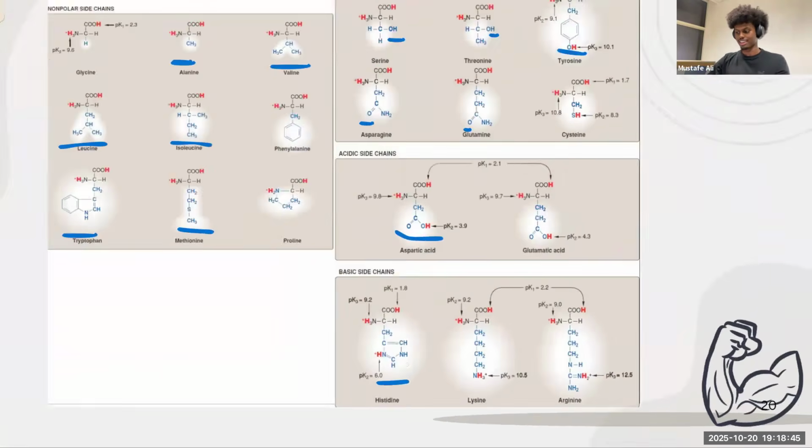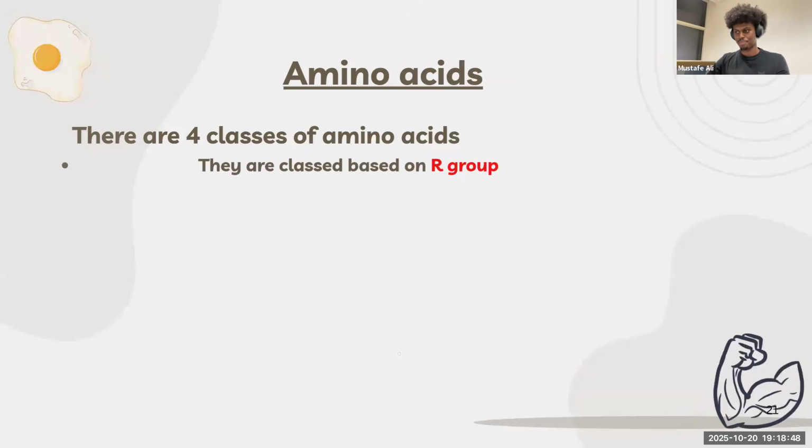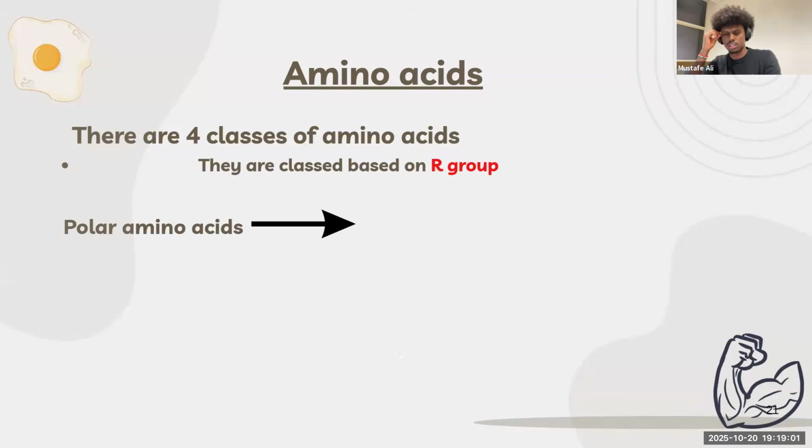Okay, so again, just to sum things up one more time, there are 4 classes of amino acids. They are classified based on that R group. For polar amino acids, what do they have in their R group? Do you guys remember? Okay, sorry guys. Now for polar amino acids, they either have an OH or a double bonded O. Polar amino acids contain a double bonded O or an OH.